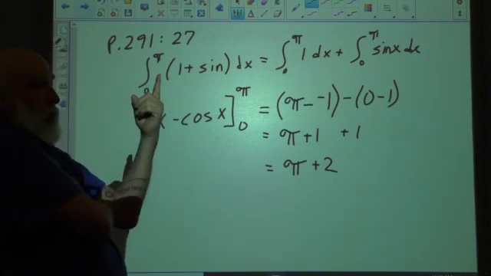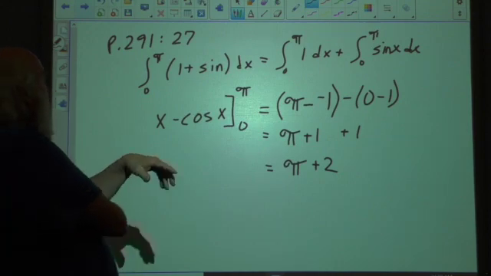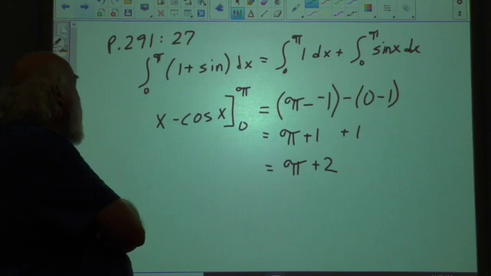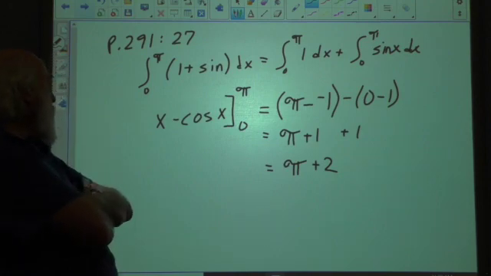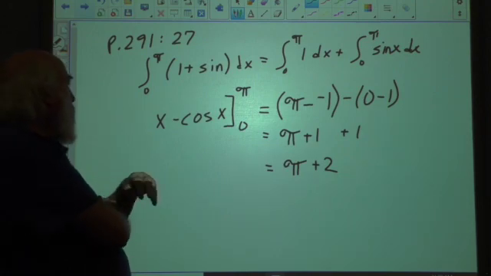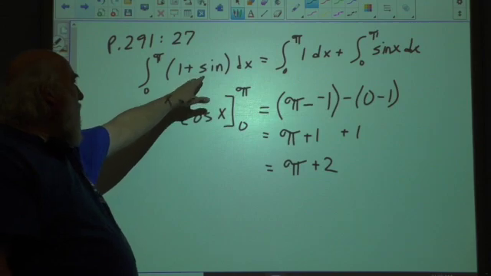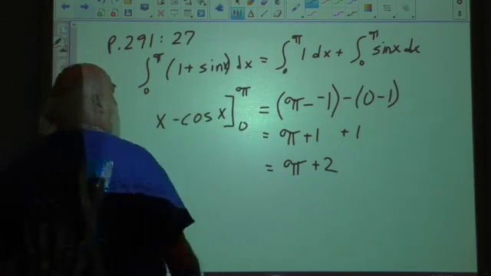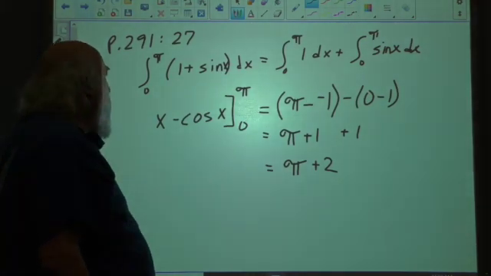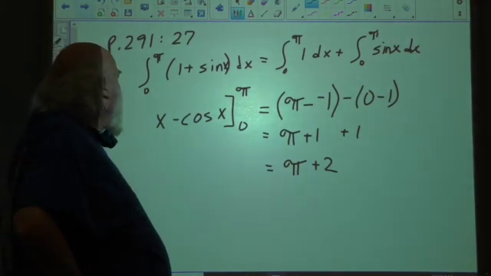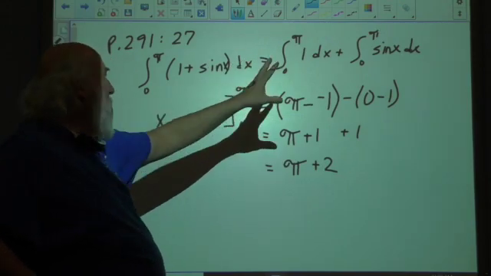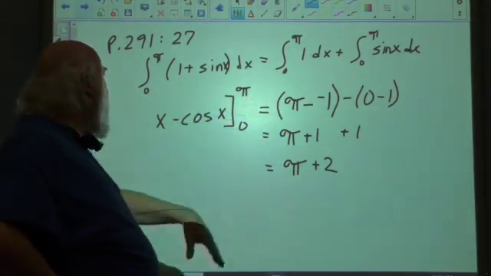So now we're going to look at some trig examples of the last lesson. So we're going to go to page 291, problem number 27. This is an integration from 0 to pi for the function of 1 plus sine x dx. Okay, so we're going to split that into two parts. One is dx by itself, sine x dx is by itself.